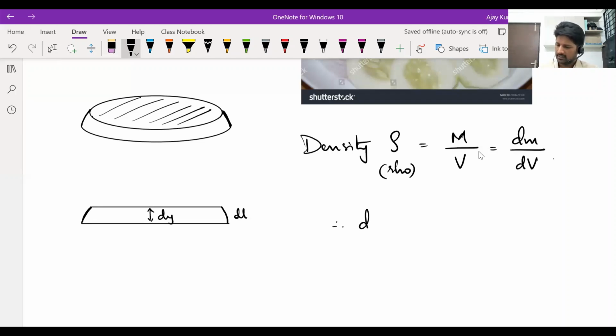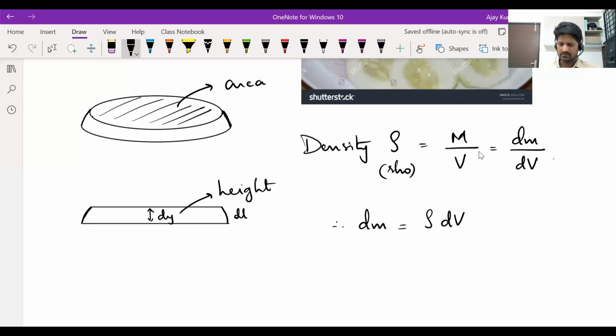Therefore, dm, the mass present at that y coordinate, which is the mass of that chopped piece, the disk that we got, will be density into volume of the disk. How do we write volume of a disk? We write it as this area multiplied with this height.